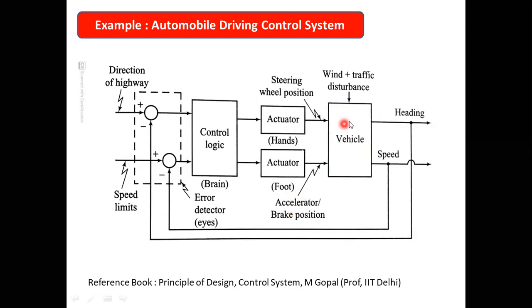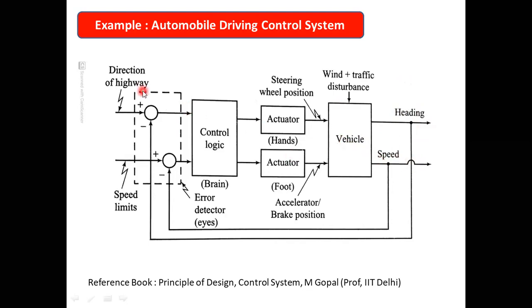Now, this vehicle has two state variables. The first state variable is the direction in which it is heading, and the second is the speed, because speed depends upon various factors like where you are going, whether it is a crowded area or a smooth road, and if there is a speed breaker, then you have to reduce the speed. So speed is also a variable. So there are two state variables: the direction the vehicle is heading, and the speed of the vehicle.